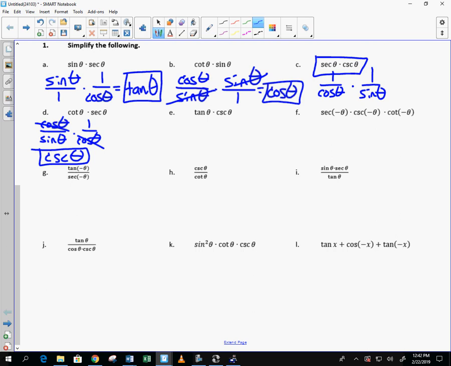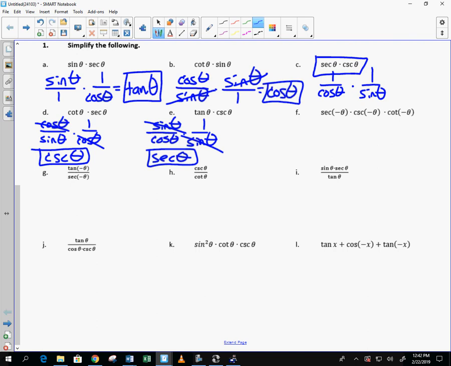Tangent of theta times cancel. Secant. Secant. Secant. I'm trying. I'm pulling all the stops.